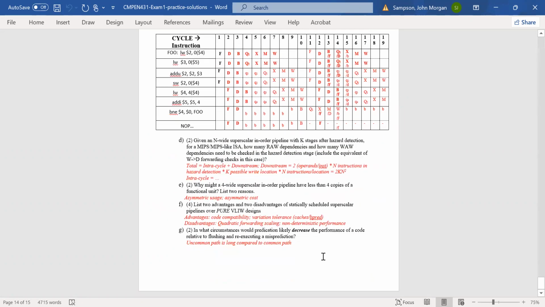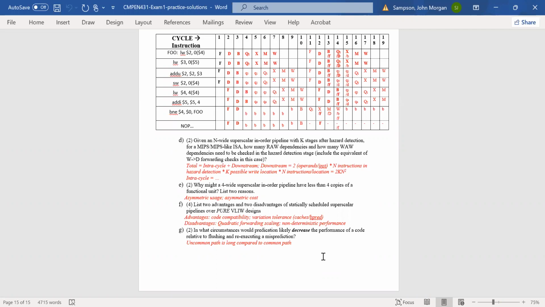Okay, so moving along, these parts are definitely in scope. If I have an n-wide superscalar in-order pipeline with k stages after hazard detection, or a MIPS or MIPS-like ISA, how many read after write dependencies and how many write after write dependencies need to be checked in the hazard detection stage? The total number of things I'm going to need to check is the number of intracycle plus downstream. We've been told there are k downstream stages. And intracycle, we know that there are n in each cycle.